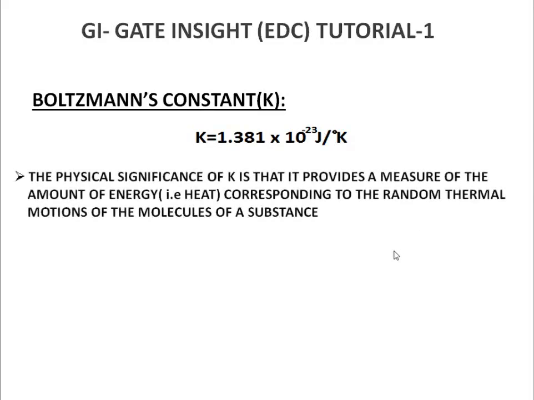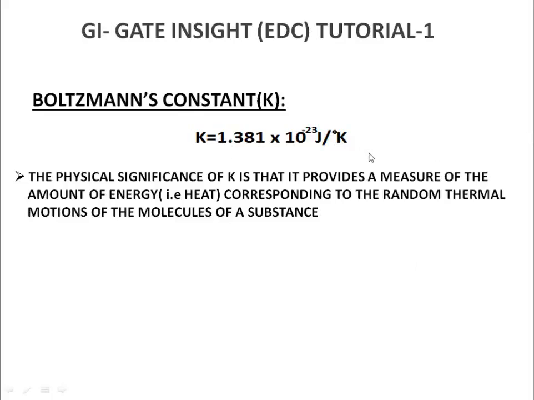So we have a definition for the Boltzmann constant. The physical significance of K is that it provides a measure of the amount of energy, that is heat, corresponding to the random thermal motion of the molecules of the substance. So basically it is a measure of the amount of energy corresponding to the motion of the molecules in the substance. So remember this value because it is important when you're dealing with thermal voltage Vt.